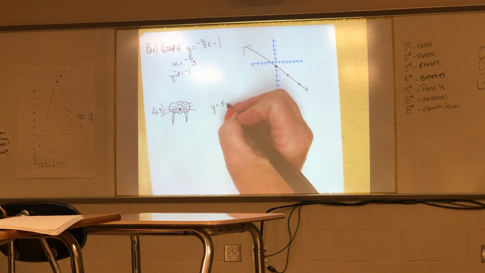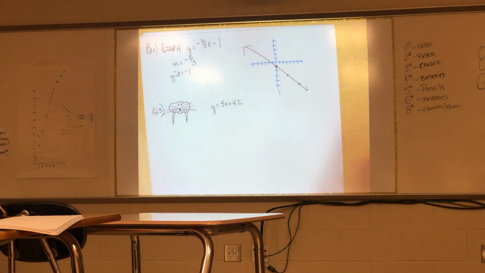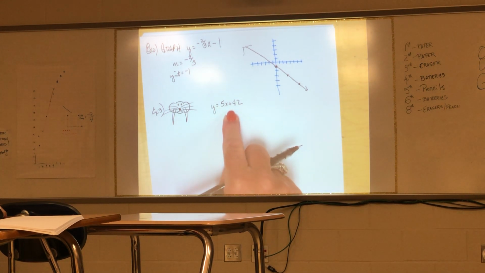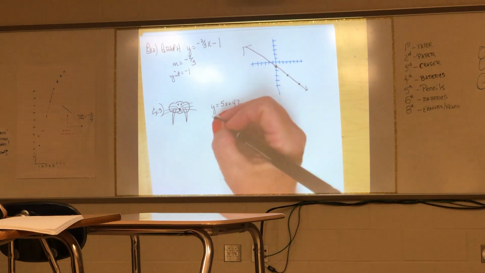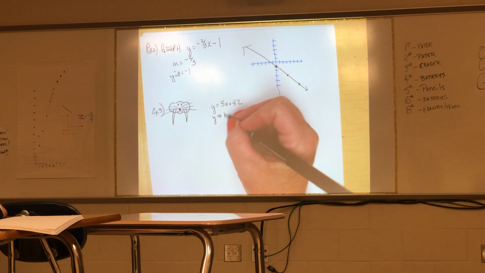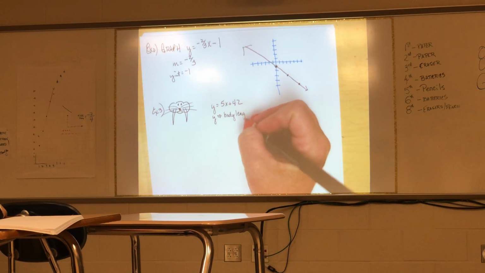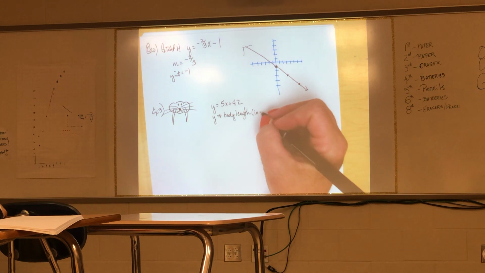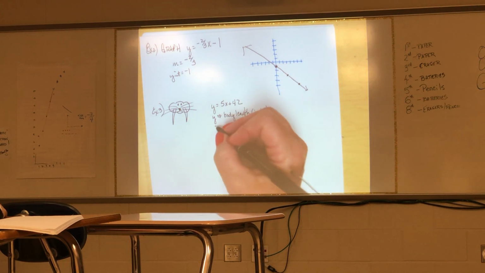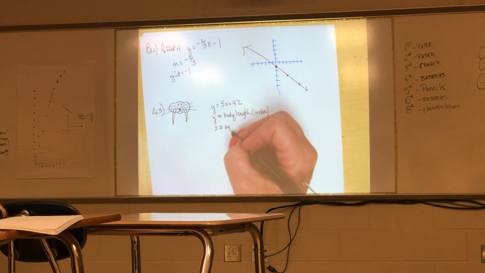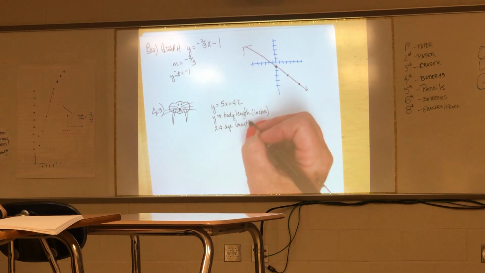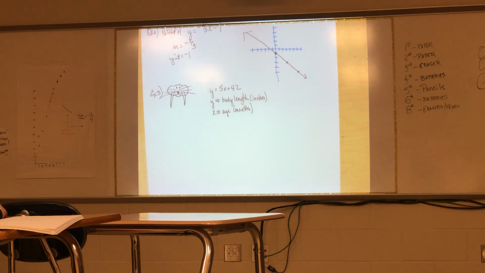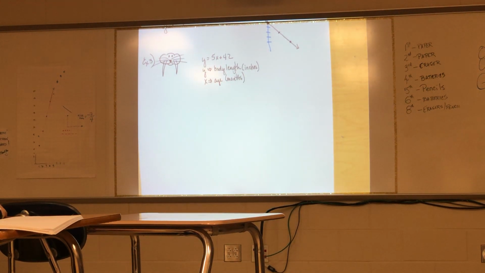So here, I'm gonna give you an equation. Y is equal to 5x plus 42. And I'm gonna tell you that this gives the length of a baby walrus in inches with respect to his age in months. Okay, so Y is his body length in inches, and X is his age in months. So look at that equation right there.